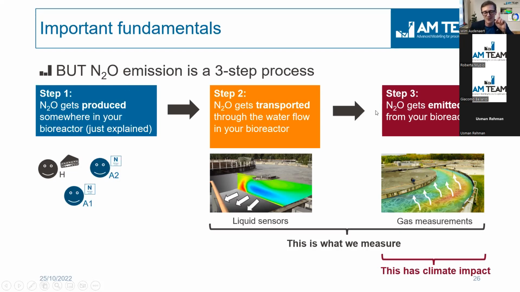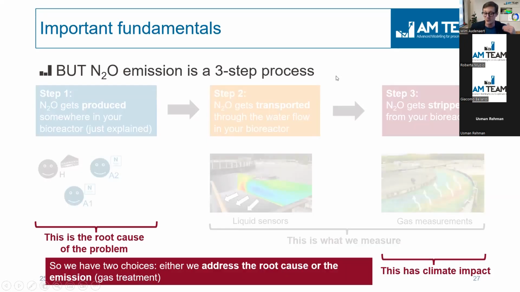And what is also important is that what gets emitted is causing the climate impact. So we have to distinguish between what we can measure, what causes the climate impact, and what is the root cause of the problem. If you approach this from an engineering point of view, we have two choices. Either we address the root cause, which means avoiding N2O getting produced or lowering its production, or we treat the gas, and that's an end-of-pipe solution.